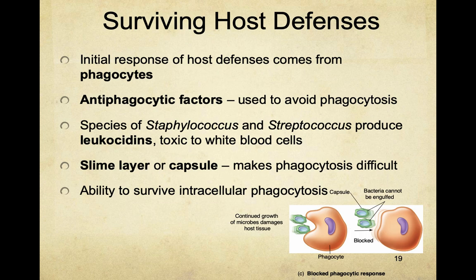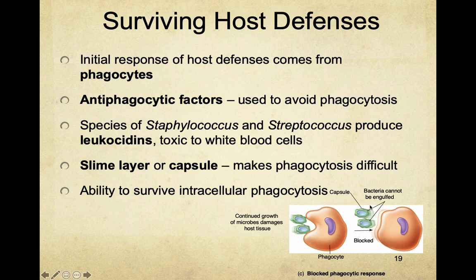So once you've established your new house, you've adhered to your new host, you have to survive inside of them. And that initial response from the immune system is just going to be to try to eat them. The leukocytes, the white blood cells, are going to show up and try to phagocytize the cells. So lots of different organisms have ways to prevent this from happening. Antiphagocytic factors, things that avoid phagocytosis. You can either try to have a capsule or slime layers that make it very difficult for the immune cells to eat them.